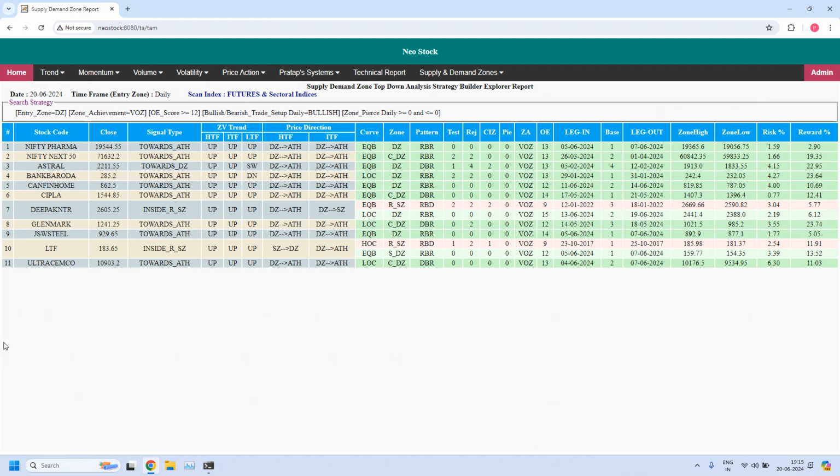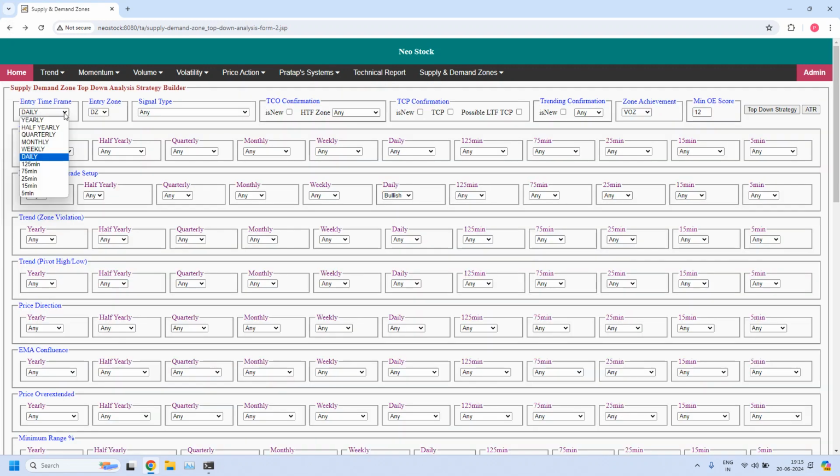Okay, I will generate the bearish trade setup now for monthly income trade. For monthly income trade, entry time frame is daily. For bearish trade setup, entry zone should be supply zone. And also in bullish or bearish trade setup, at daily time frame, I am changing the value to bearish. Now all the three filters remain same.